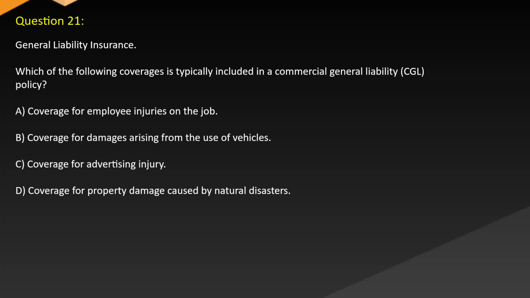Question 21. General liability insurance. Which of the following coverages is typically included in a commercial general liability (CGL) policy? A. Coverage for employee injuries on the job. B. Coverage for damages arising from the use of vehicles. C. Coverage for advertising injury. D. Coverage for property damage caused by natural disasters.